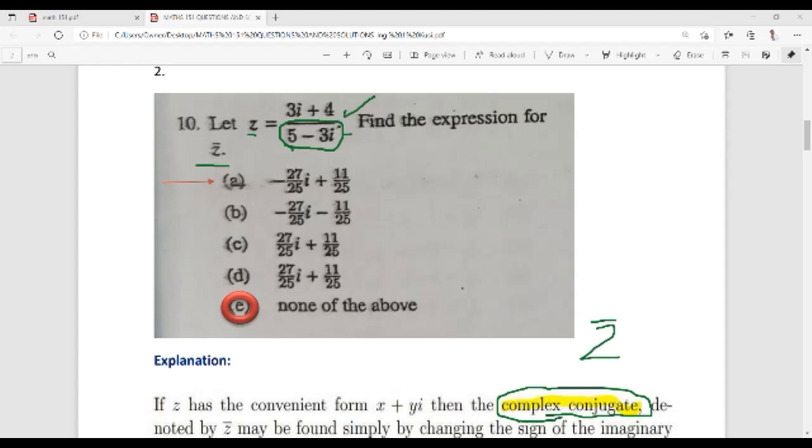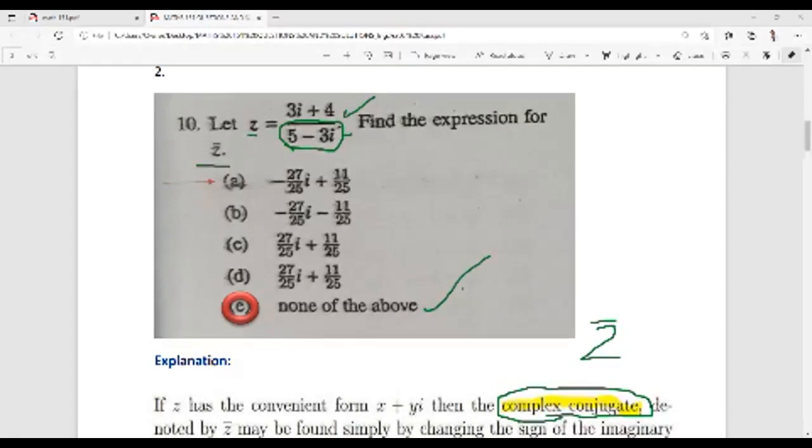Okay, good. So now let's try and solve it. Even though the answer is none of the above, I will explain why that is the answer.